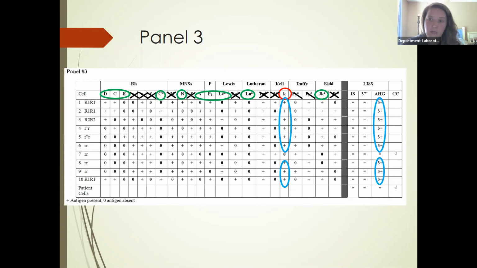So we have select cells, we have ZZAP treatment, and then we could also phenotype our patient to see which antibodies they have the capability of building, depending upon which antigens they're negative for.